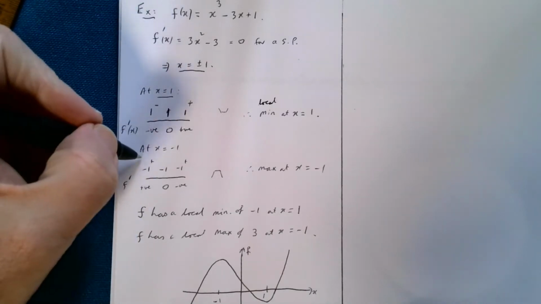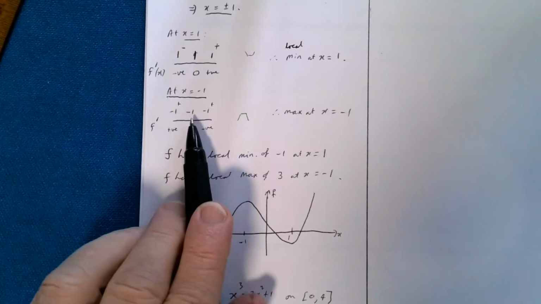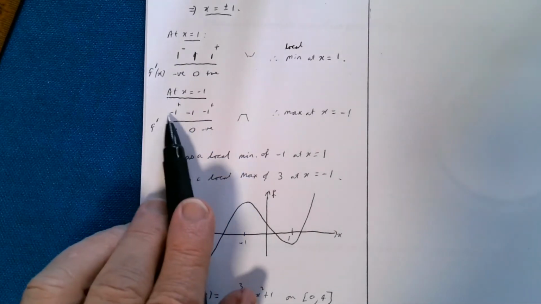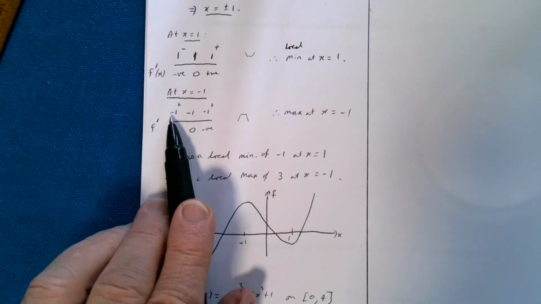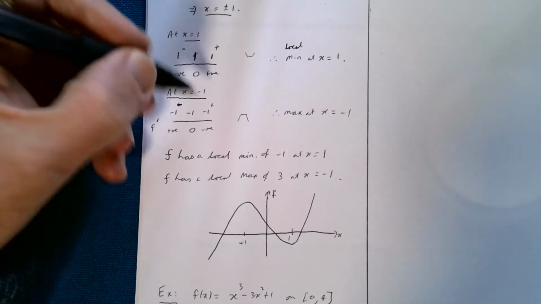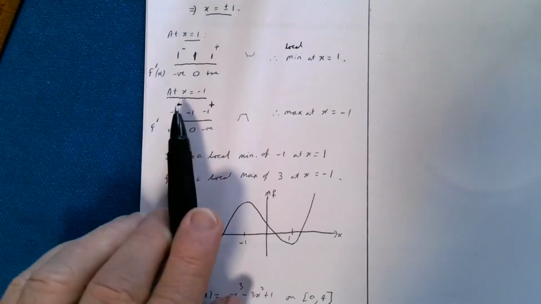Now we do the same at x equals minus 1. So we make up our table. We're looking at minus 1. We know the gradient is 0. We look at a number a little bit less than minus 1, so we're looking at minus 1 from below. And a number a bit bigger than minus 1, so we're looking at minus 1 from above.